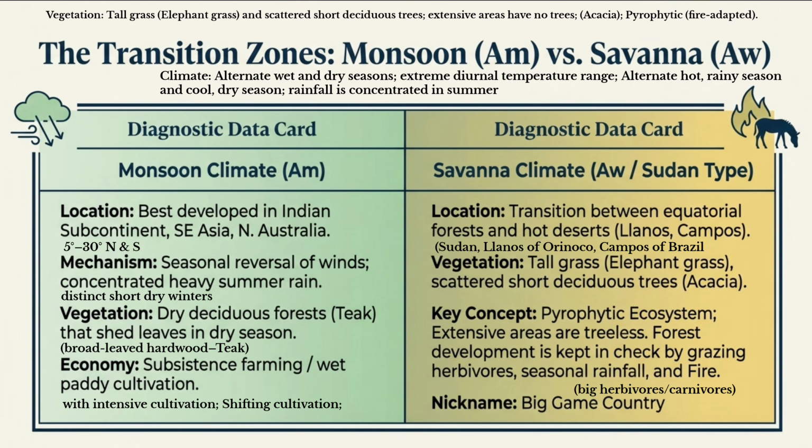Rainfall concentrated. Vegetation: tall grass, elephant grass, and scattered short deciduous trees. Extensive areas have no trees. Acacia trees are thorny and drought-resistant. Pyrophytic vegetation is fire-adapted. Forest development is checked by fire, grazing herbivores, seasonal rainfall, and soil properties. UPSC 2021 question. Known as big game country, with big herbivores and carnivores like elephants, lions, giraffes, zebras.